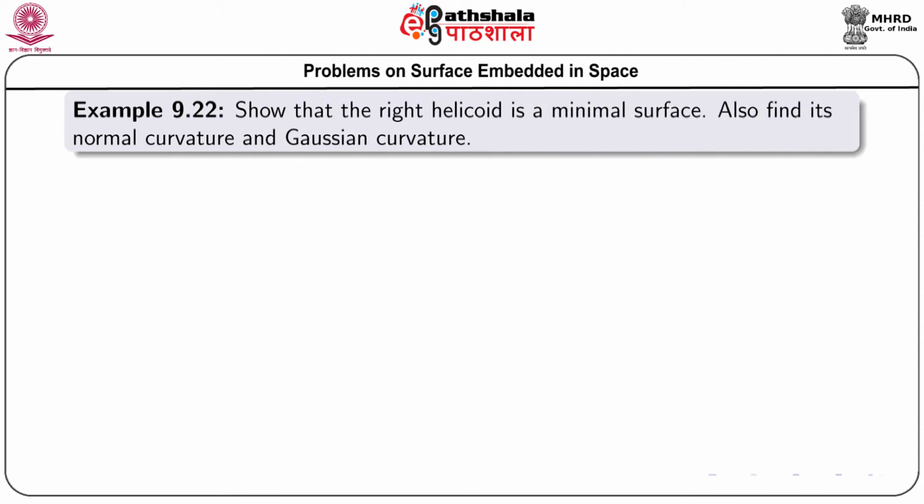Now, we consider another example, that is the surface of right helicoid, and we will show that the right helicoid is a minimal surface, and also we shall find its normal curvature and Gaussian curvature.